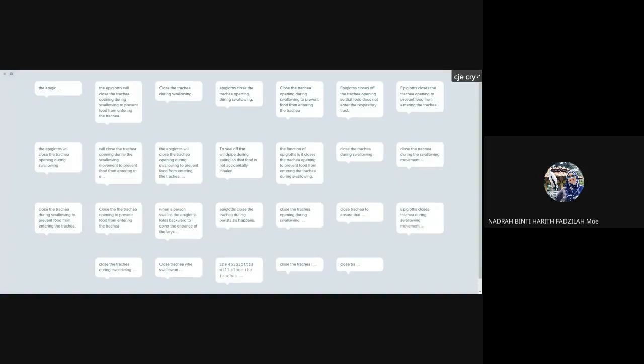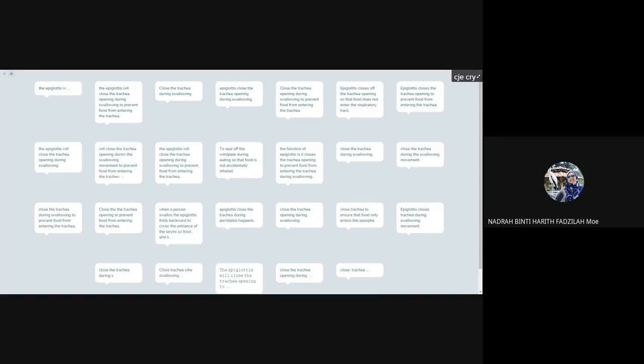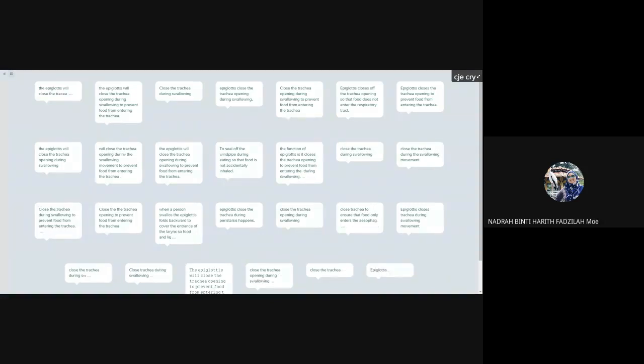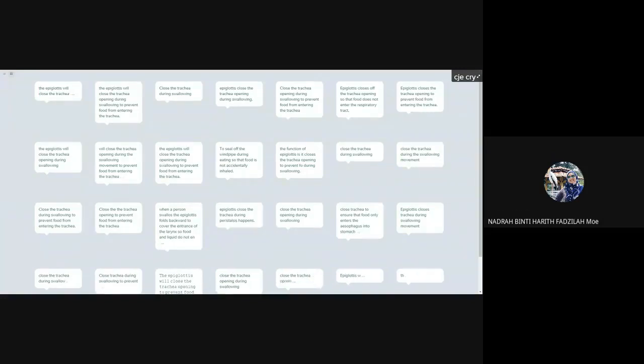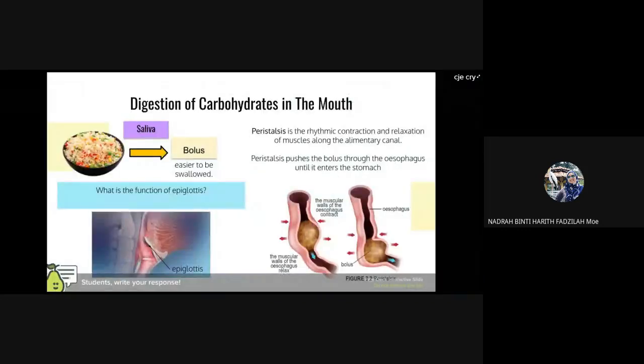Close the trachea during swallowing. Yes. Alina dengan Alena ni sama juga dia punya ayat dia ya. Macam ada psychic connection ke apa jawapan sama ni. Okay, good everyone, thank you so much. Okay, betul tu, close the trachea opening to prevent food from entering trachea during swallowing.